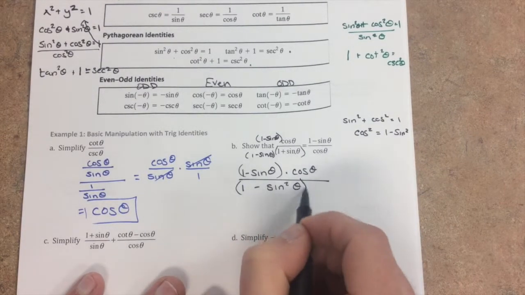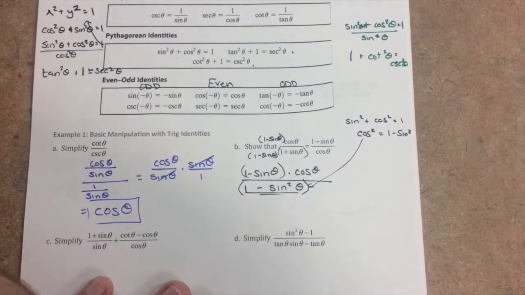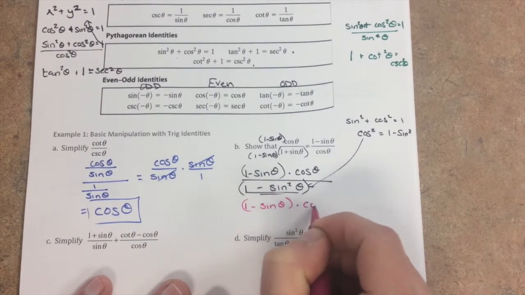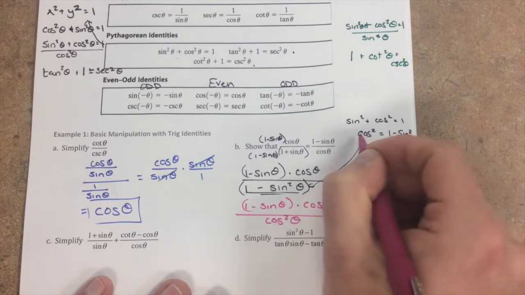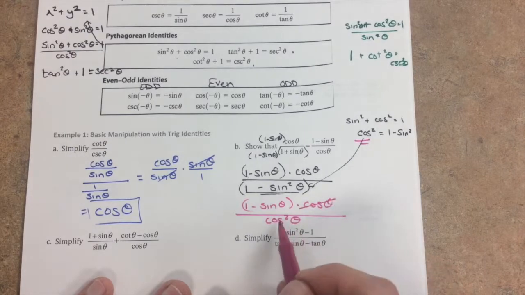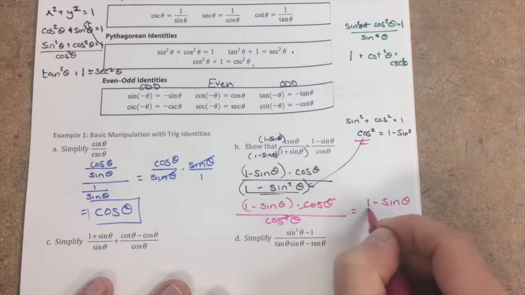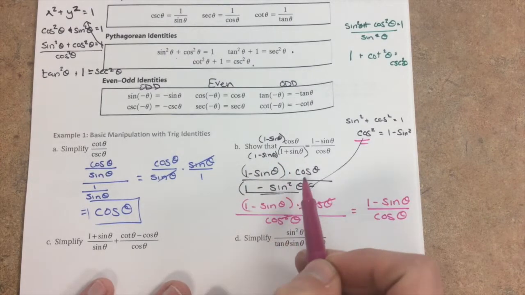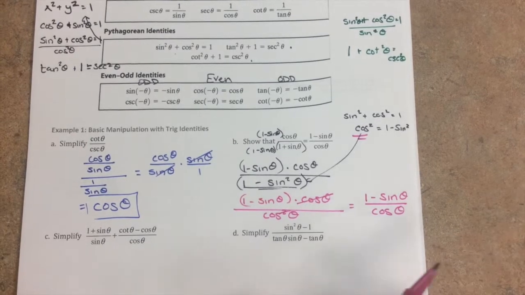So I can replace this whole thing with this. I'm going to do that in a slightly different color. I have 1 minus sine theta times cosine theta all over cosine squared theta. That's where this comes from. Now it's just a matter of simplifying. I have 1 cosine on top, 2 on the bottom, so then I'm left with 1 minus sine theta all over cosine theta. So we just showed that cosine over 1 plus sine is the same thing as 1 minus sine over cosine. These are the things that we're going to be doing. Trig identities.